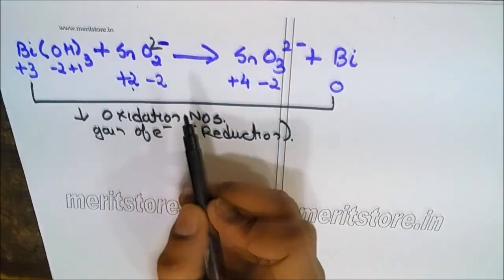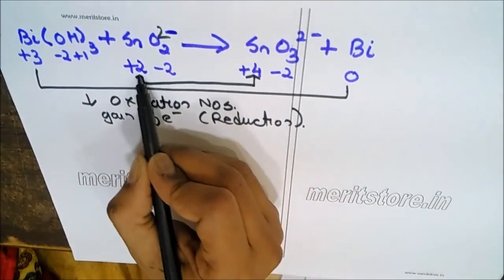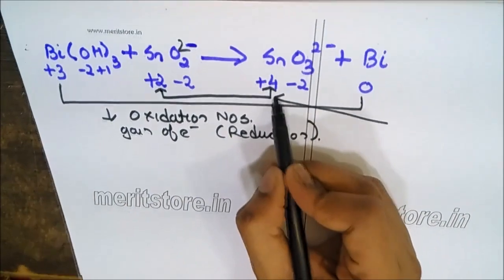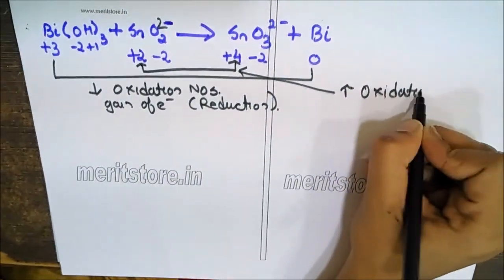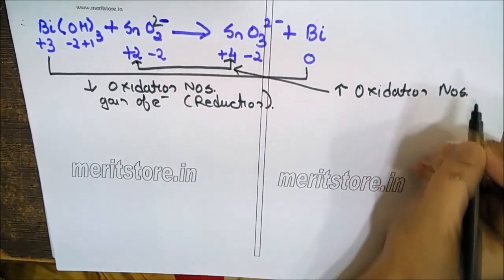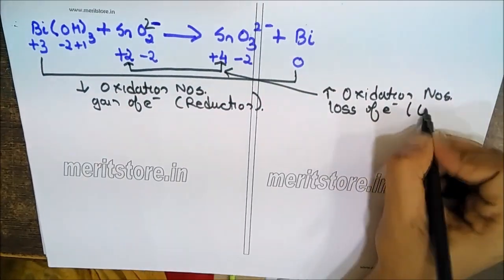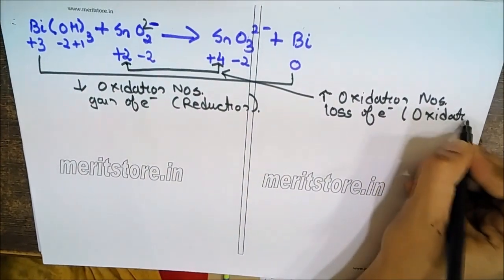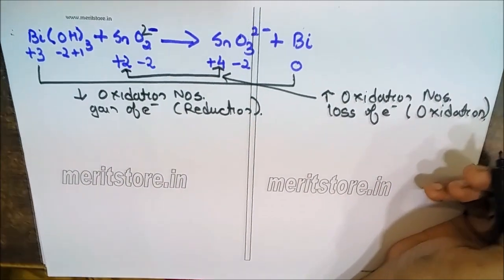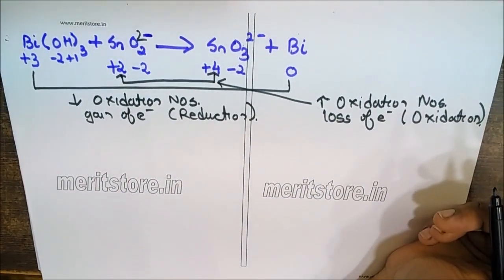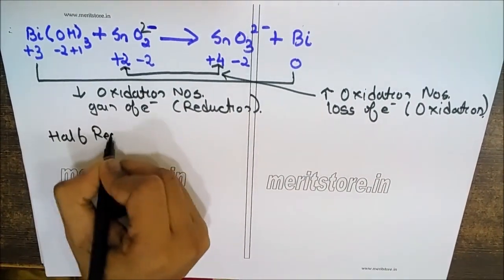Sn has undergone increase in oxidation number, which means there is loss of electrons, which means what has occurred? Oxidation has occurred. Now after we have identified which is the reduction and which is the oxidation reaction, we are going to separate the two half reactions. So now I am separating the two half reactions.